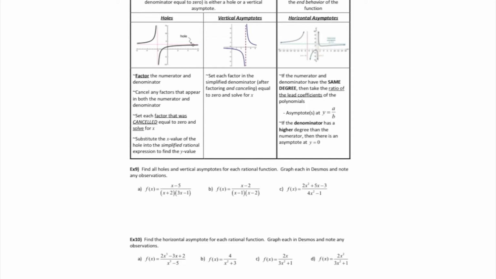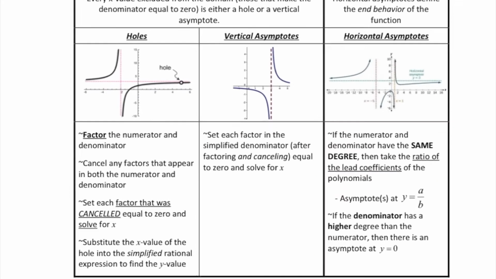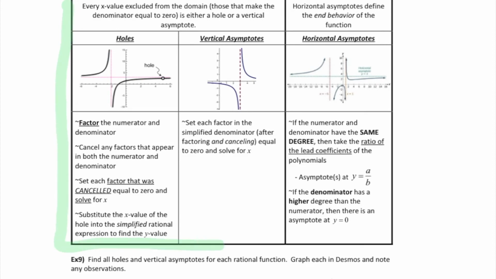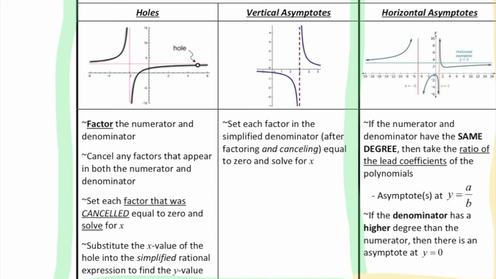So on this page, we're going to be talking about holes and asymptotes, both vertical asymptotes and horizontal asymptotes. Notice that I have a heavier line between vertical and horizontal asymptotes, and that's because what I have over here is all based on the x values. And over here, your horizontal asymptotes are related to your y values. So let's talk about the x values.